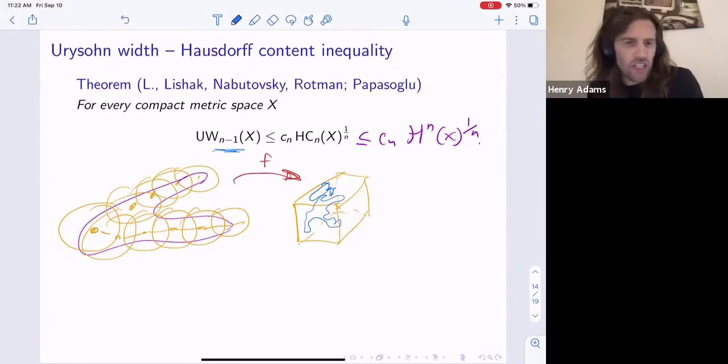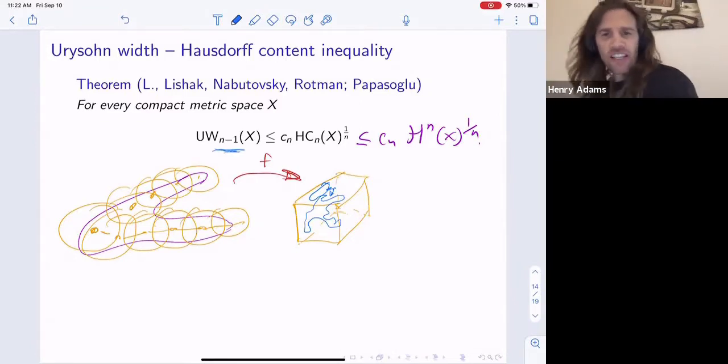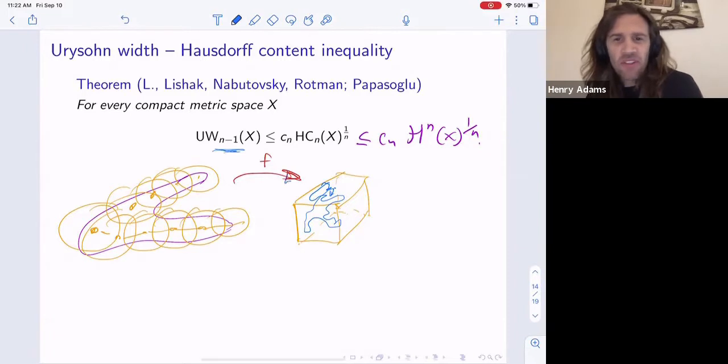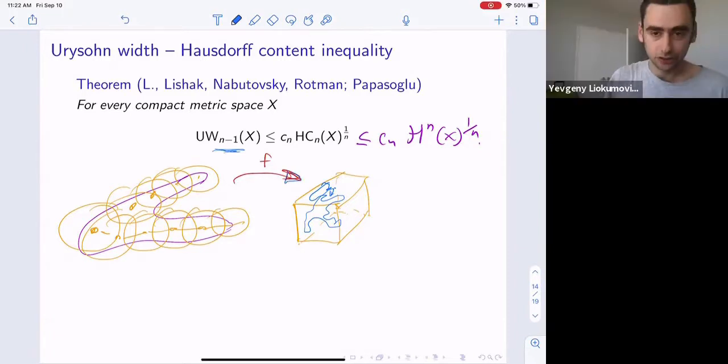Yevgeny, could you explain the initial map F again into the cube? I guess since you were using the nerve, I was expecting a map into a simplicial complex, but. Right.